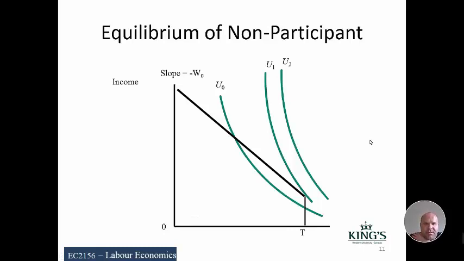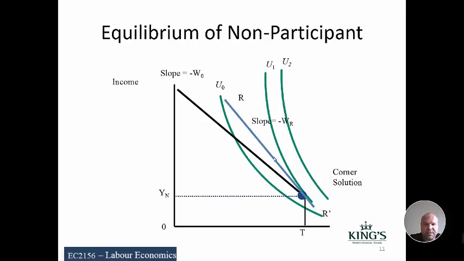Okay, here's another example of an equilibrium of a non-participant. Okay, so it's a corner solution. So this person would decide not to work. So given their preferences and this wage, their optimum decision would be to not work, and that's the decision that would yield them the highest level of utility.